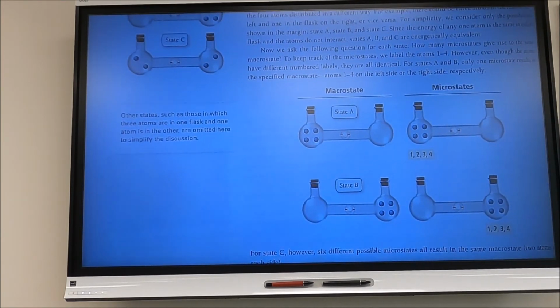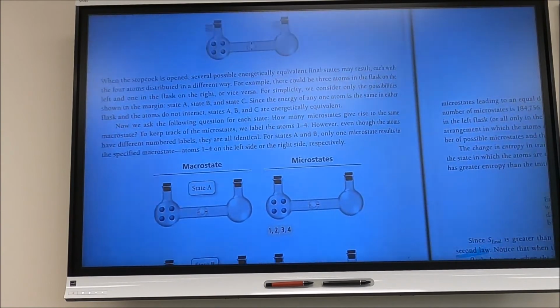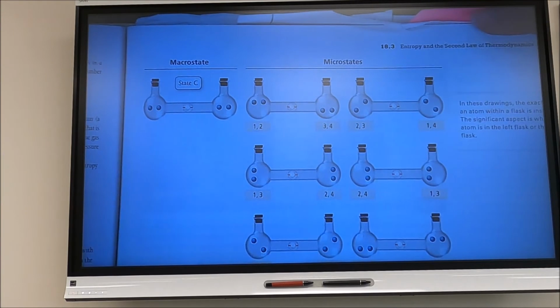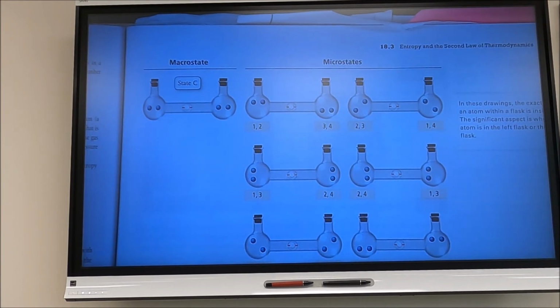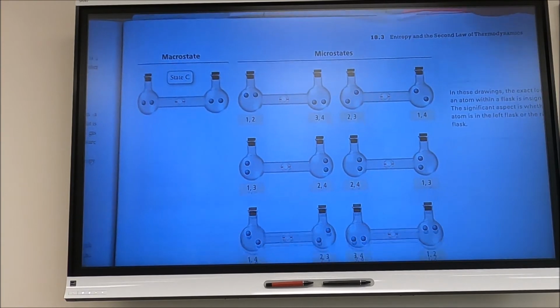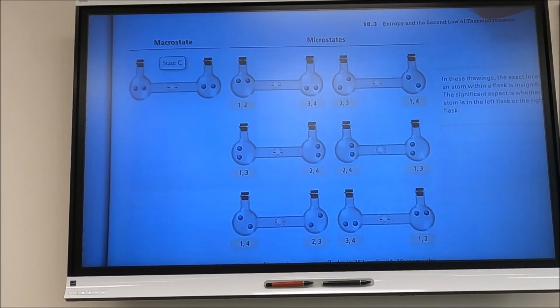Now, the book goes and talks through what I just talked through. Okay? So, 1, 2 and 3, 4; 2, 3 and 1, 4; 1, 3 and 2, 4; 2, 4 and 1, 3; 1, 4 and 2, 3; 3, 4 and 1, 2. So there are 6 different ways to have the particles spread out, 2 on each side. That's more entropy. Okay? So just so you get the idea.